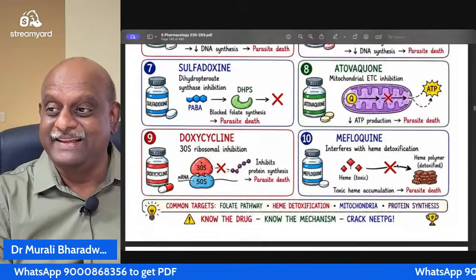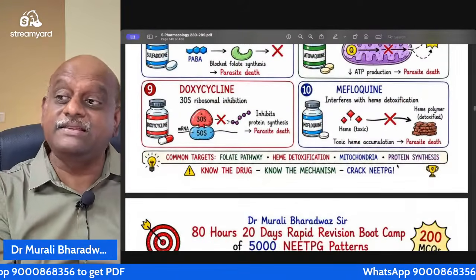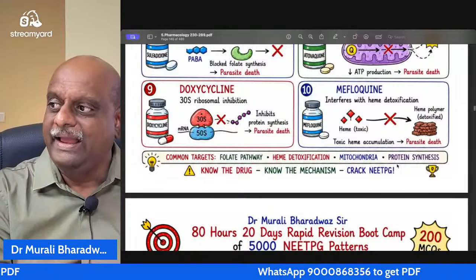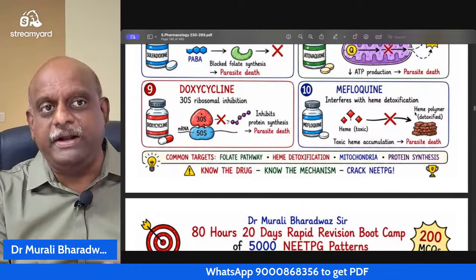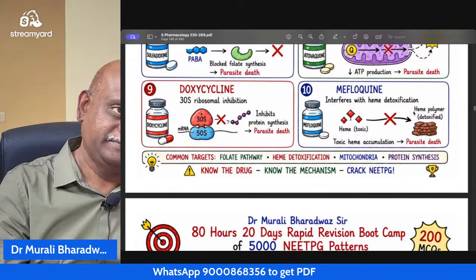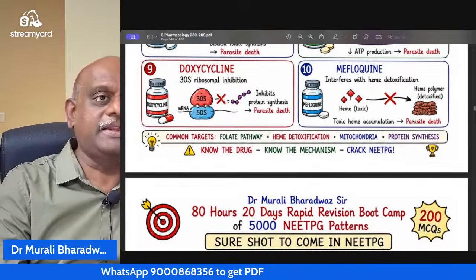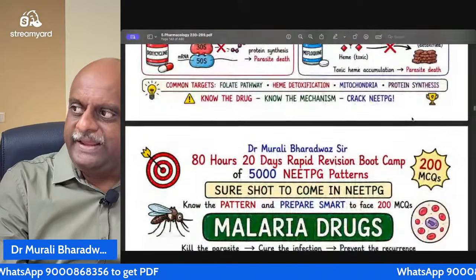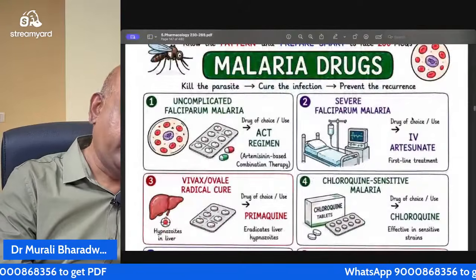ATP. Then doxycycline is a 30S ribosomal inhibitor. And mefloquine inhibits heme detoxification. So these are the important things which you need to remember.